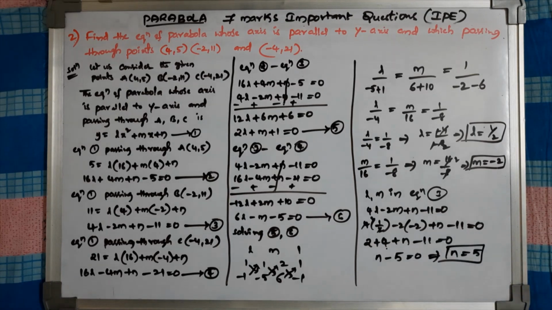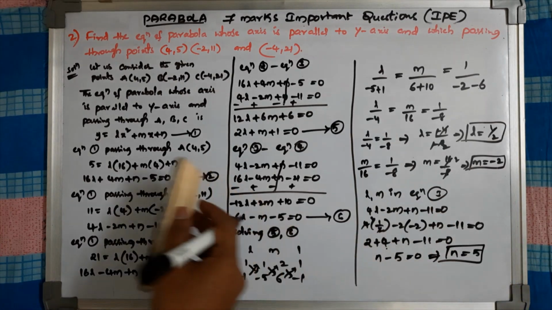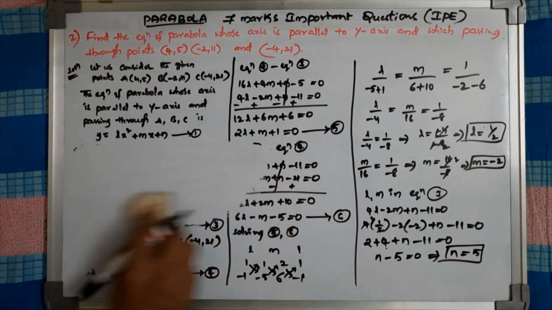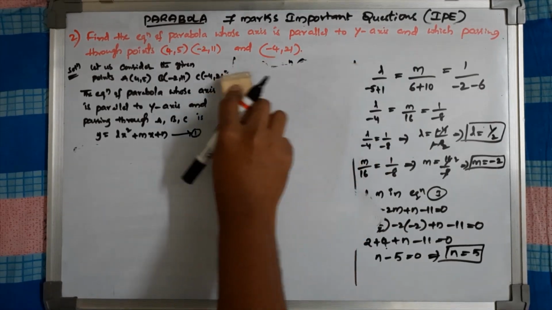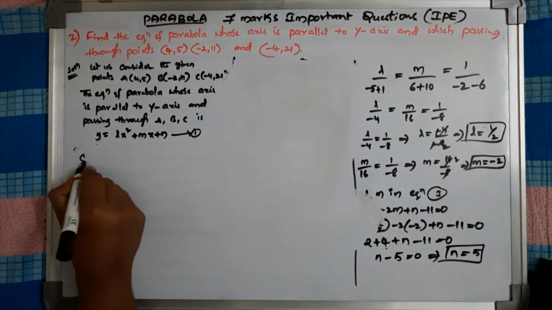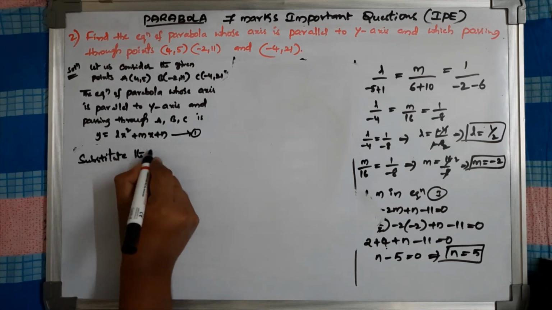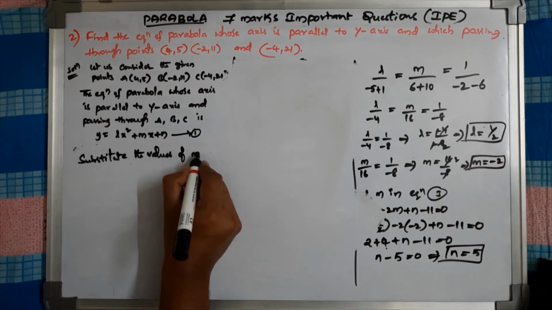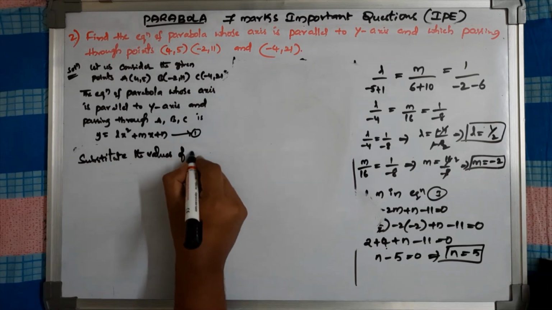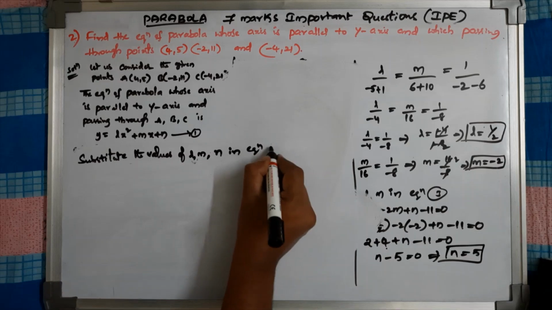So the next step what we are going to do is, we get L and M values. We have to substitute the values of L, M in equation number 1. That is our required solution. Now substitute the values of L, M, N in equation number 1.